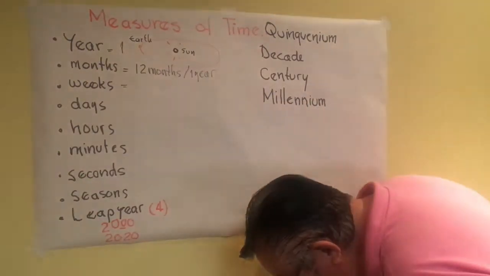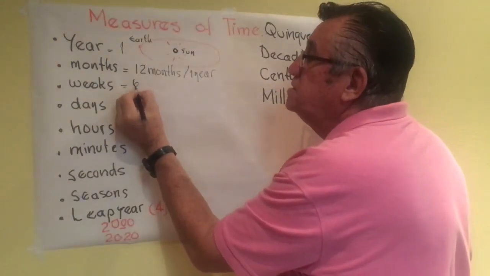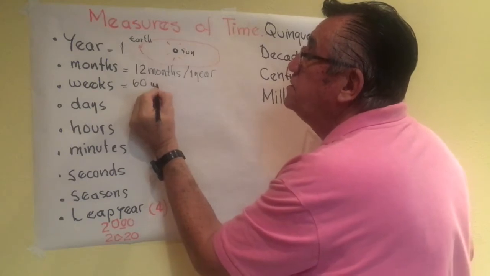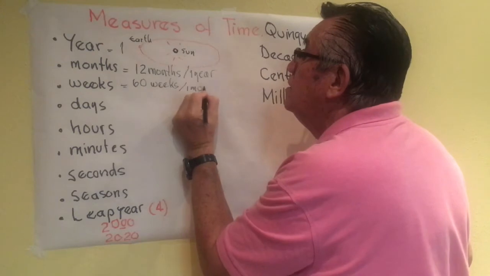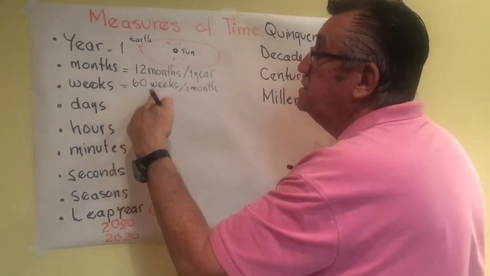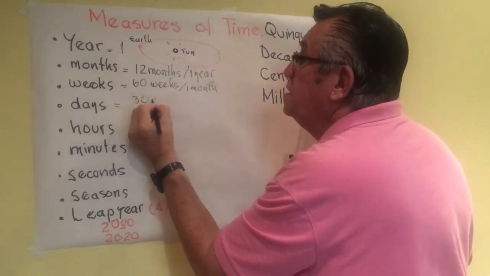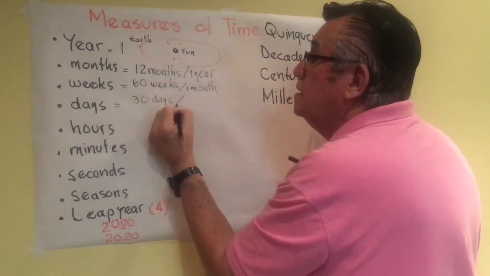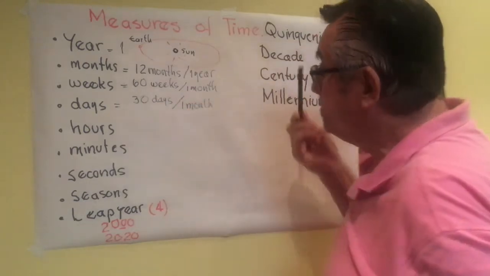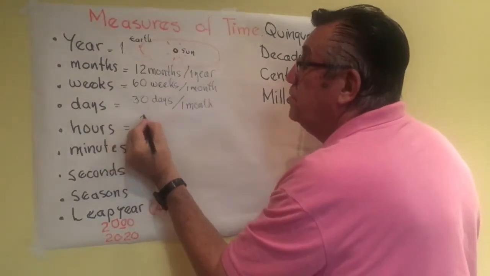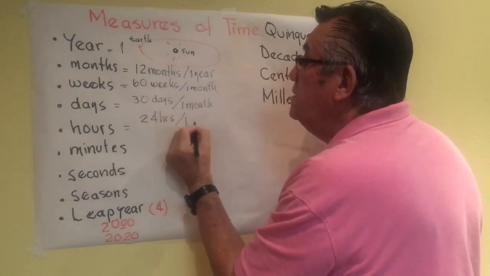1 month has 52 weeks. There are 60 weeks in 1 month. There are 60 weeks in 1 month. There are 30 days in 1 month. Okay? And there are 24 hours in 1 day.